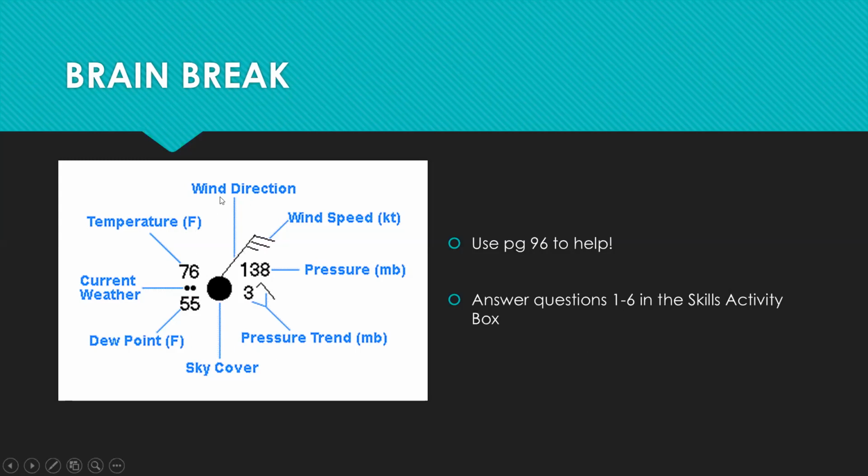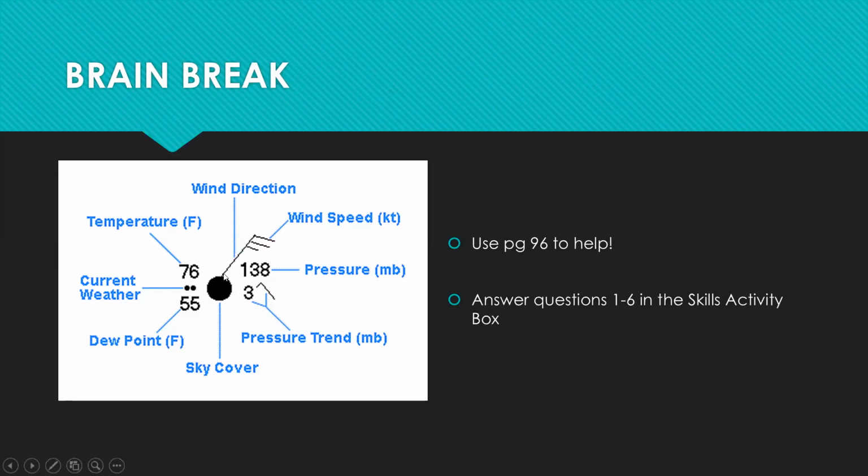Okay, so let's talk about this. So this top number is the temperature, the high temperature for the day. This is the dew point, so the lower temperature is the dew point. This symbol means whatever current weather's happening, and again, you would need to look at the key to know what that's telling you.